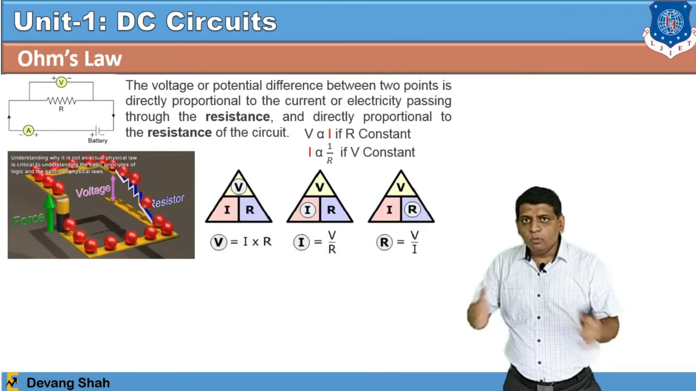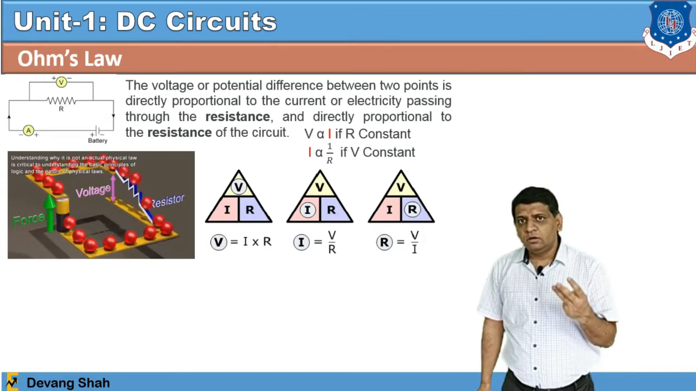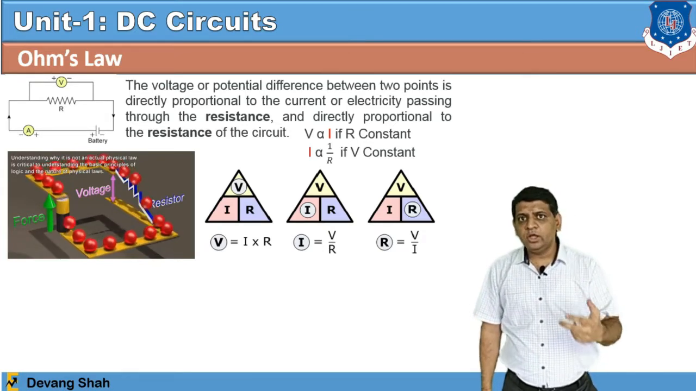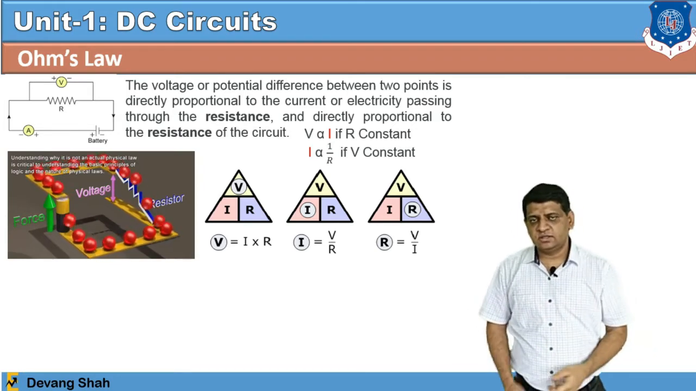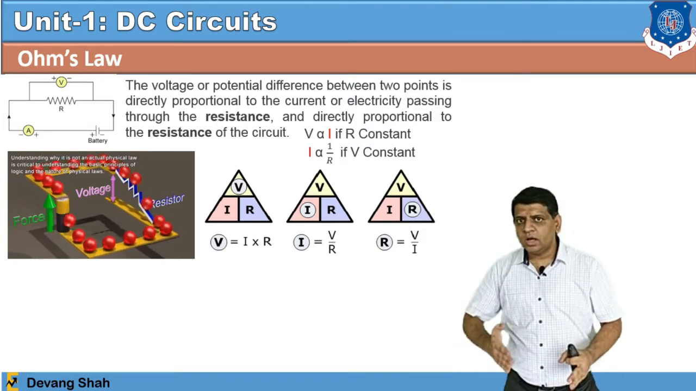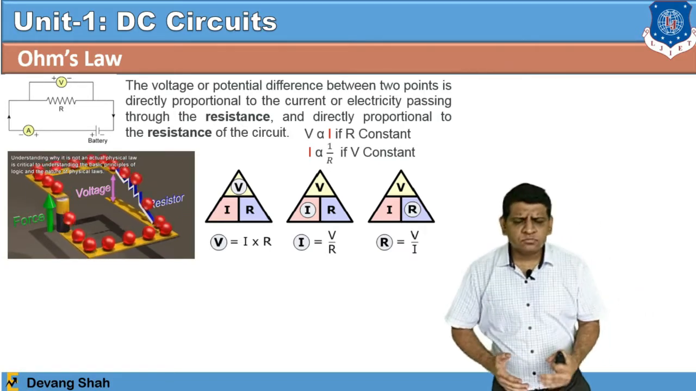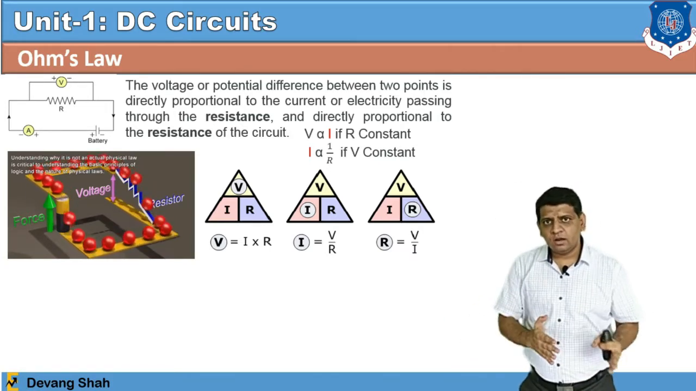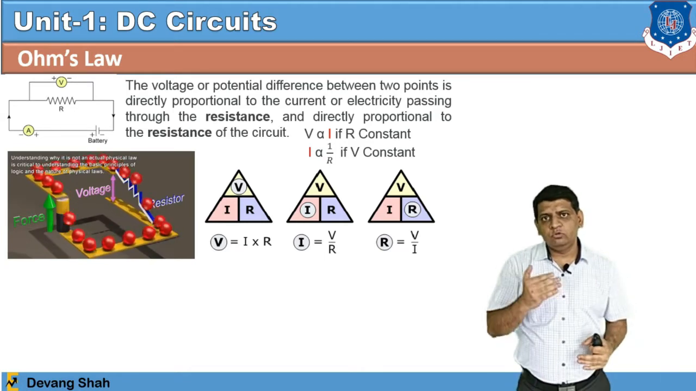So from this Ohm's law, if you follow this triangle, you can get three equations, including the two relations we just discussed: V is equal to I into R, I is equal to V by R, and R is equal to V by I.